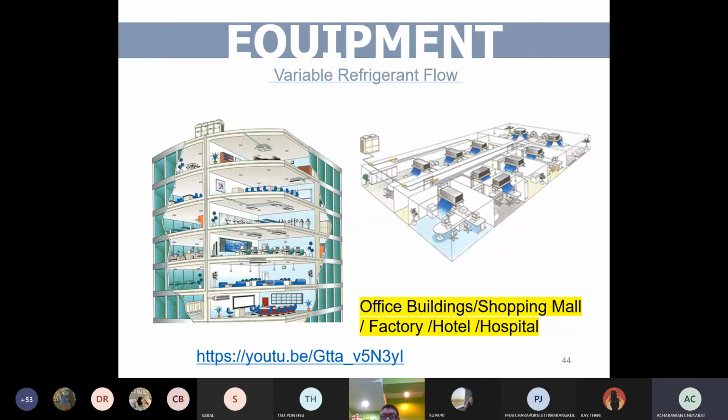Okay. What about the regular split type systems? How many baht per BTU? About 2.5 to 3 baht. Okay. I see, but then why not shopping malls? They use split type, huh?